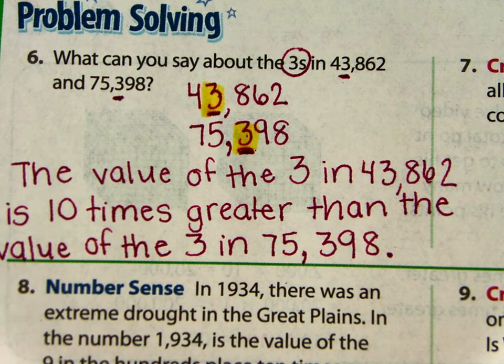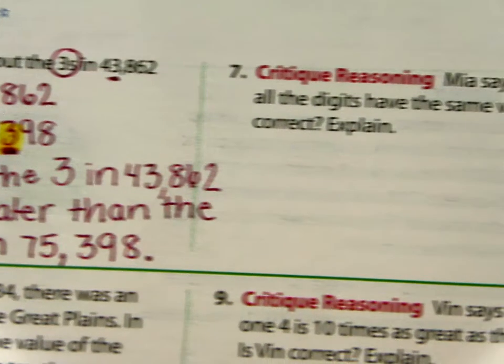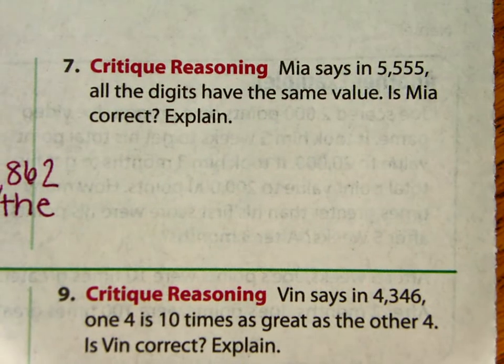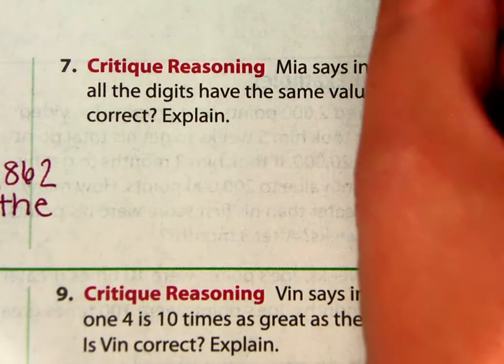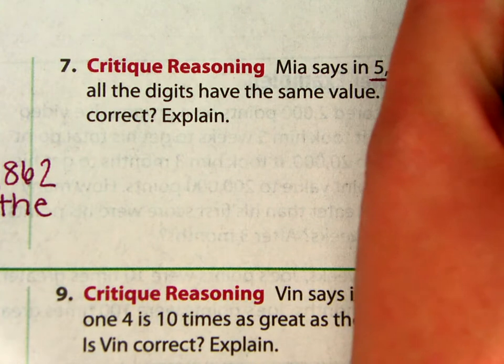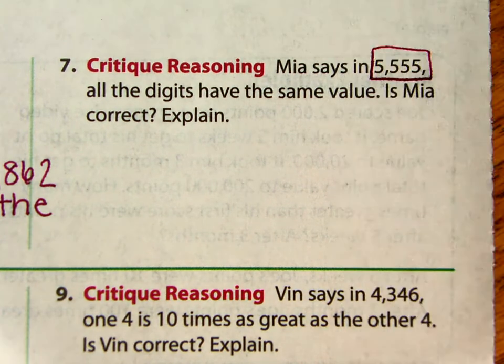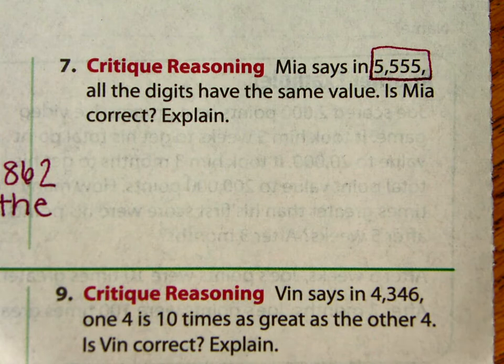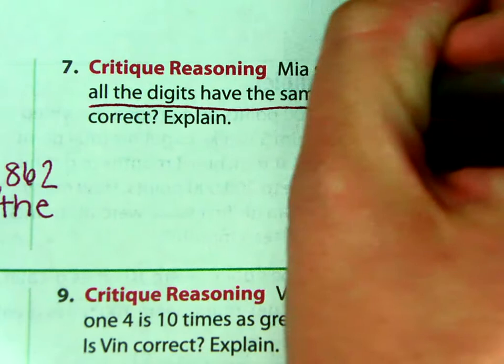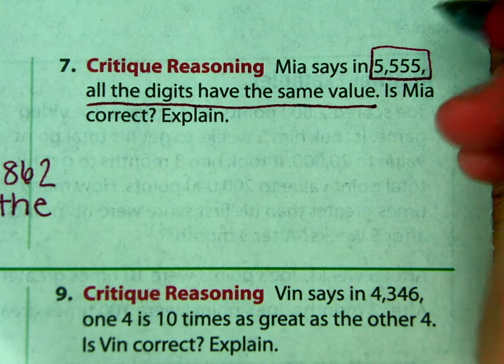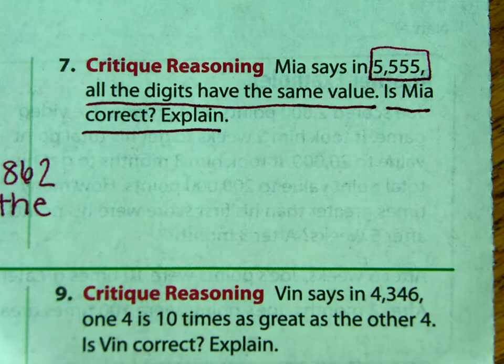Let's take a look at question number 7. Mia says in 5,555, all the digits have the same value. So I'm going to underline, or I could even box in this number. And then I have to think about what Mia is telling me. All the digits have the same value. And then I also want to underline the question. Is Mia correct? And explain.